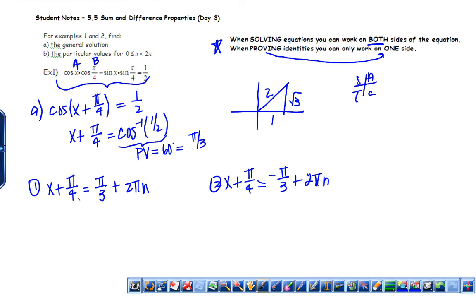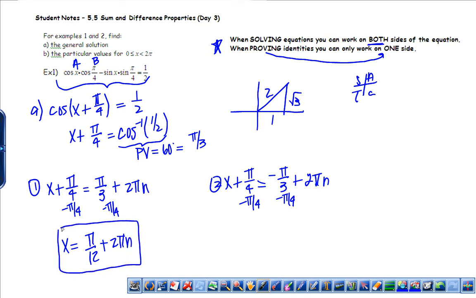If I solve this for x, the only thing I need to do is to subtract pi over 4 from both sides. And it looks like I'm going to do that on both of these. In order to do that, I'm going to have to find a common denominator. That gives me a general solution of x equals pi over 12 plus 2 pi n. Remember, you can't subtract it from this because of my n value. Over here, when I subtract, I get x equals negative 7 pi over 12 plus 2 pi n. And there's my two general solutions.